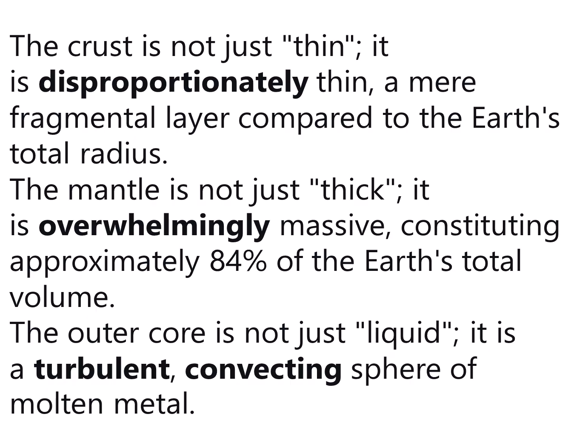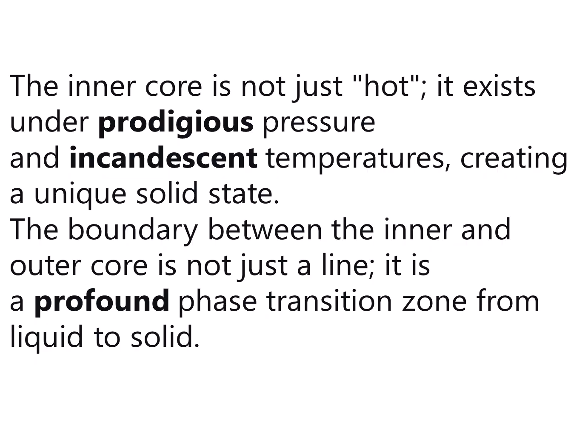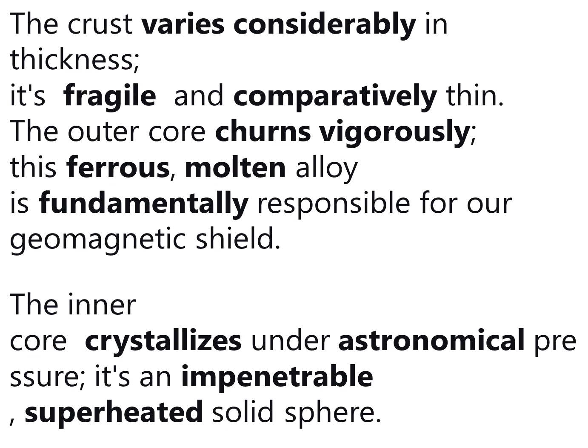The outer core is not just liquid, it is a turbulent, convecting sphere of molten metal. The inner core is not just hot, it exists under prodigious pressure and incandescent temperatures, creating a unique solid state. The boundary between the inner and outer core is not just a line, it is a profound phase transition zone from liquid to solid.